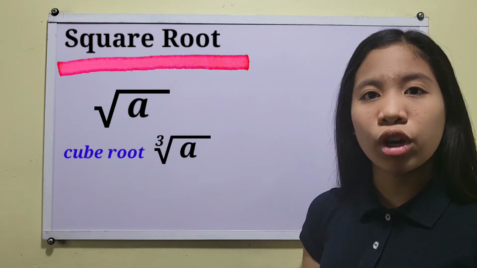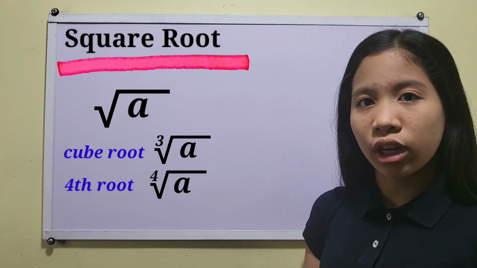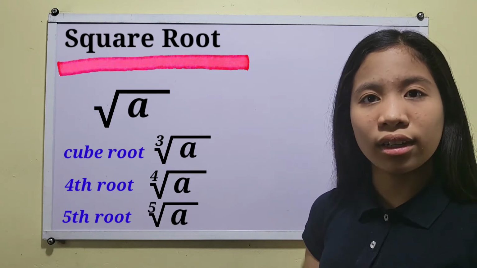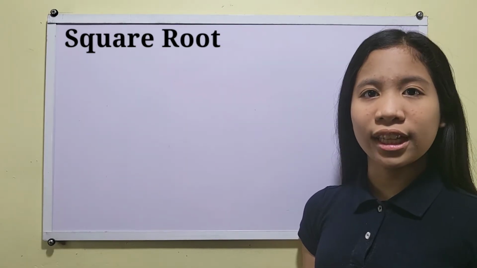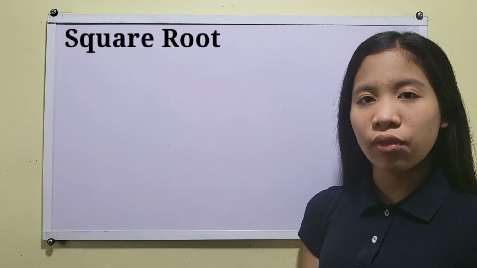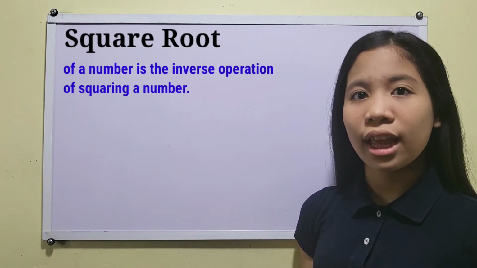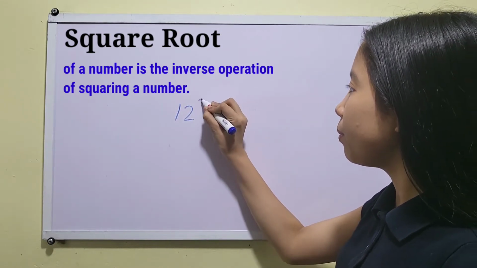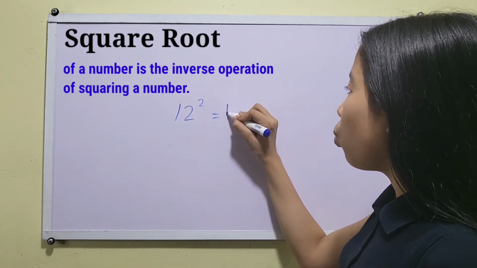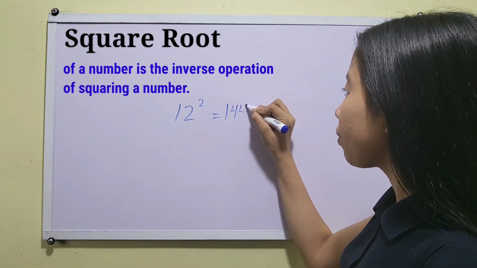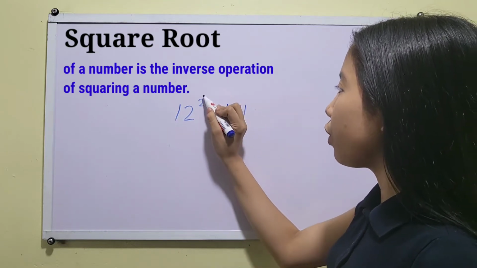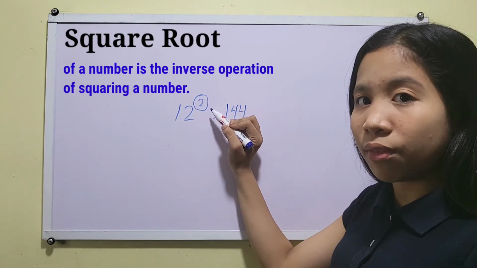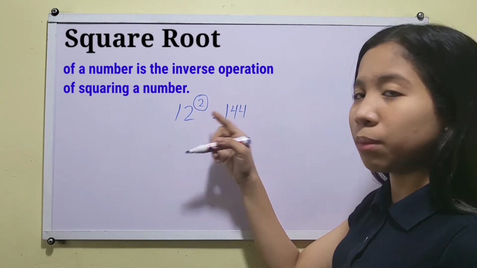If we are looking for the fourth root, our index would be 4. If we are looking for the fifth root, our index would be 5, and so on. Remember that the square root is only the inverse of our exponent. So if we have 12 squared, which is equal to 144, and we are going to get the inverse of our exponent, which is 1/2. 1/2 is the inverse of our exponent, 2.